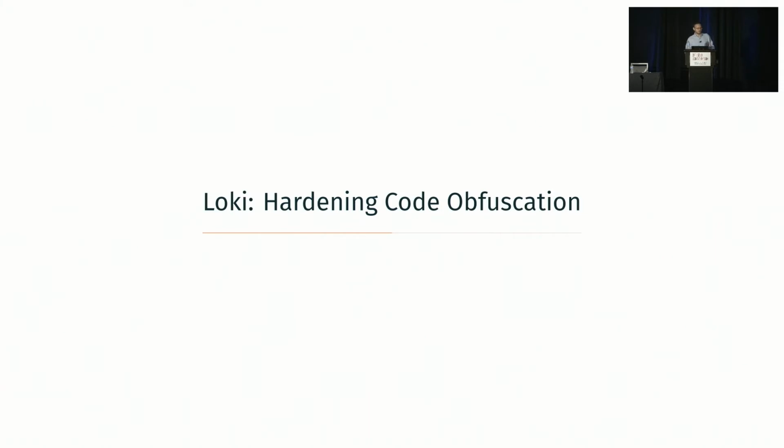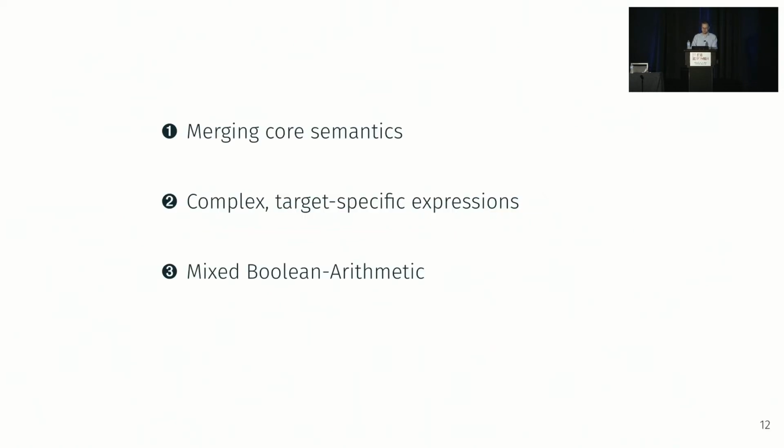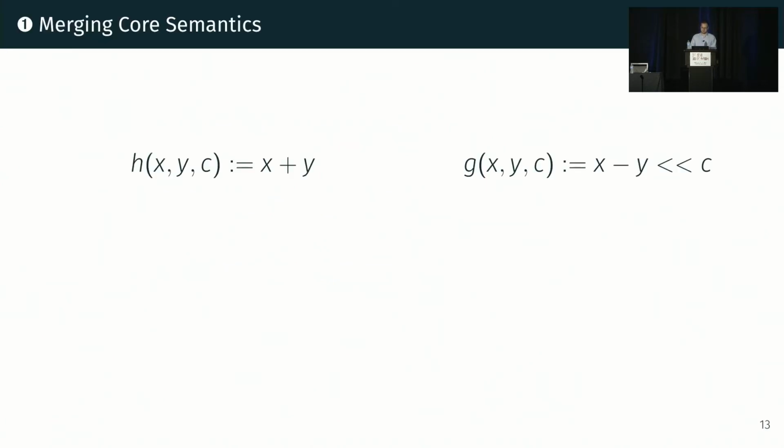So the question really is, can we do better and how? And that's why we came up with Loki. We have three core techniques that we use to make these obfuscation schemes harder. So we merge core semantics, we use complex target-specific expression, and we apply Mixed-Boolean Arithmetic in a clever way. If that doesn't make sense right now, it will in a couple of seconds, I promise.